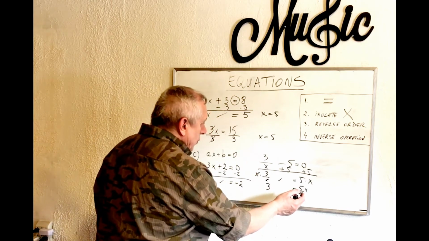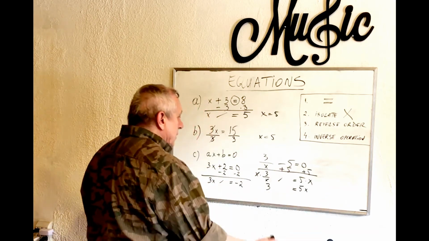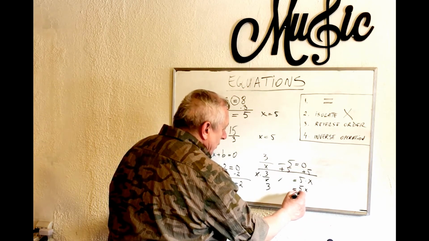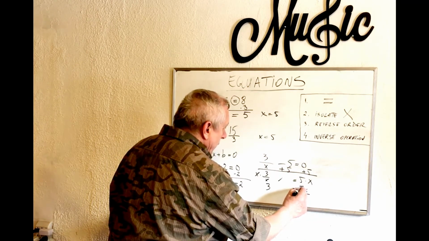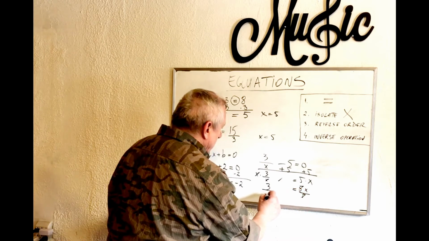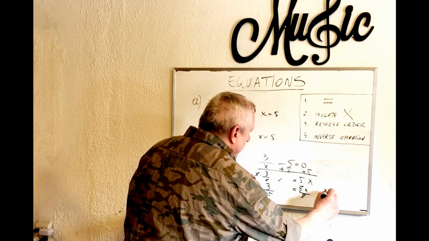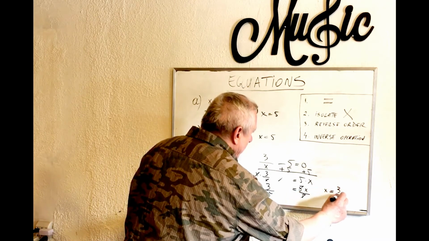What do we need to do to isolate x on the other side? We'll have to divide in this case. It's the opposite of multiplication. Divide by 5. Cancel itself. Here also divide by 5. So the result will be x is 3 over 5.